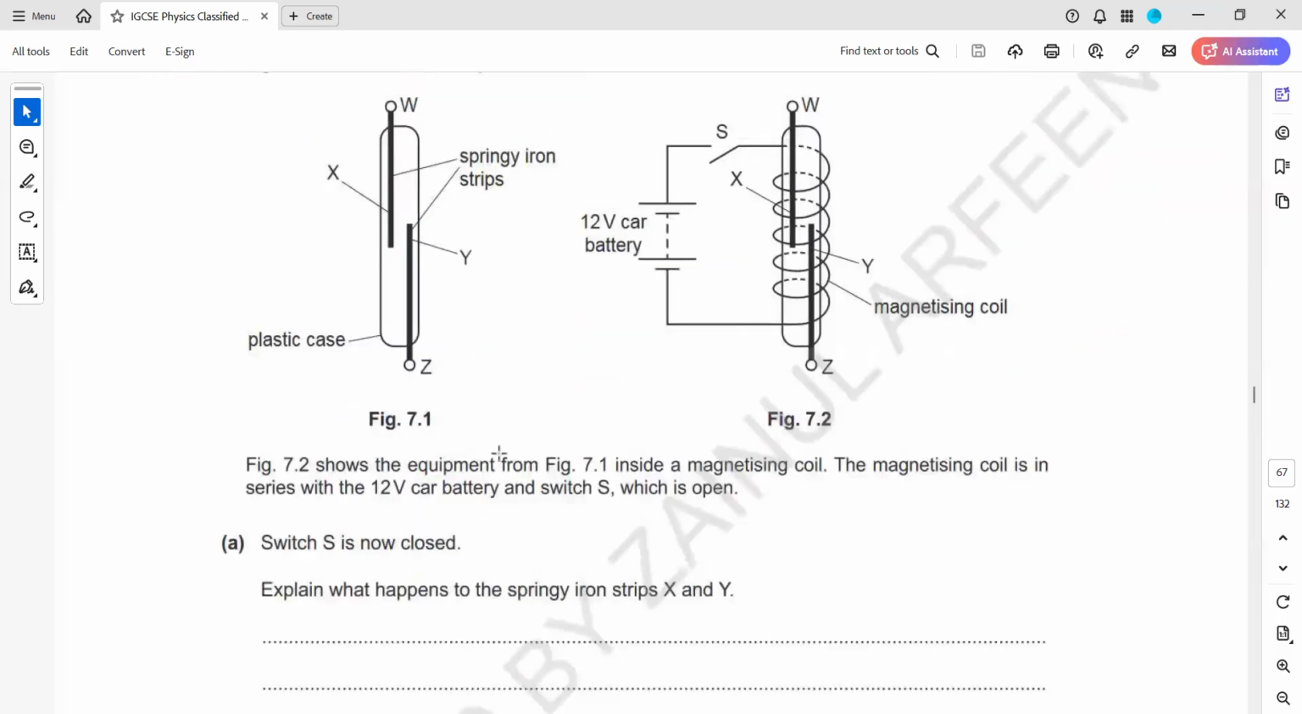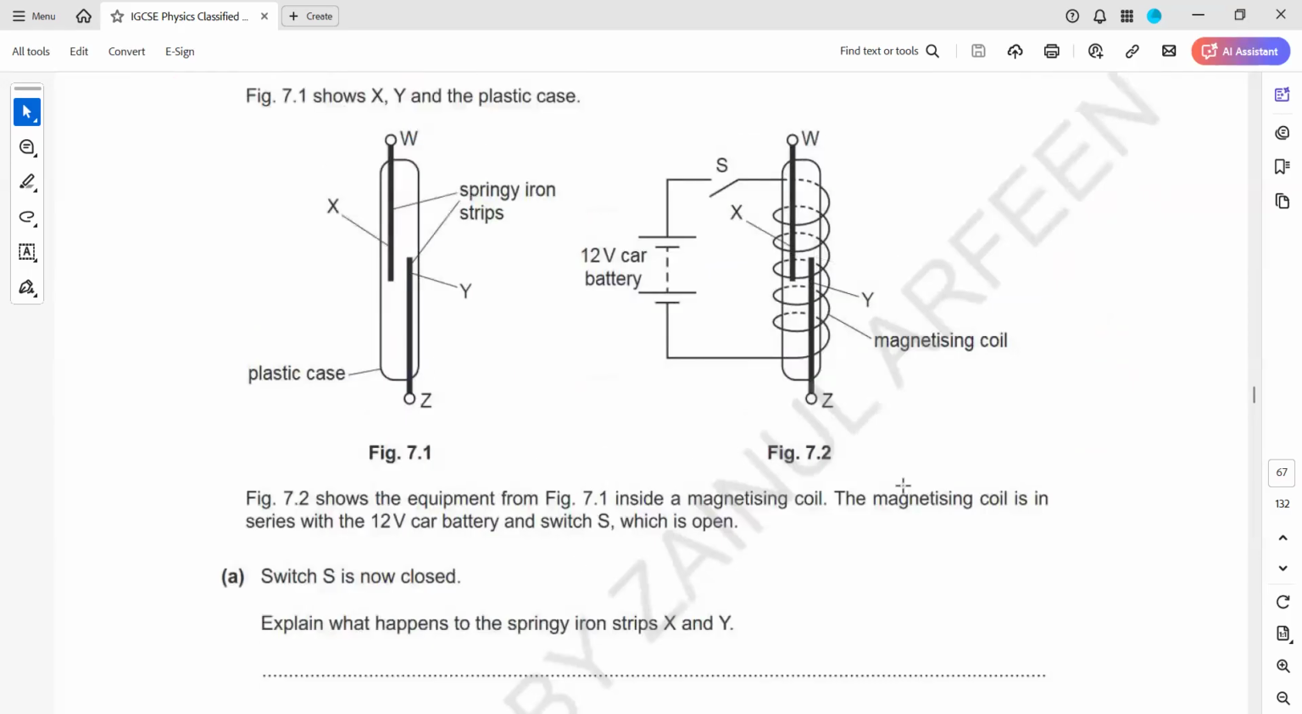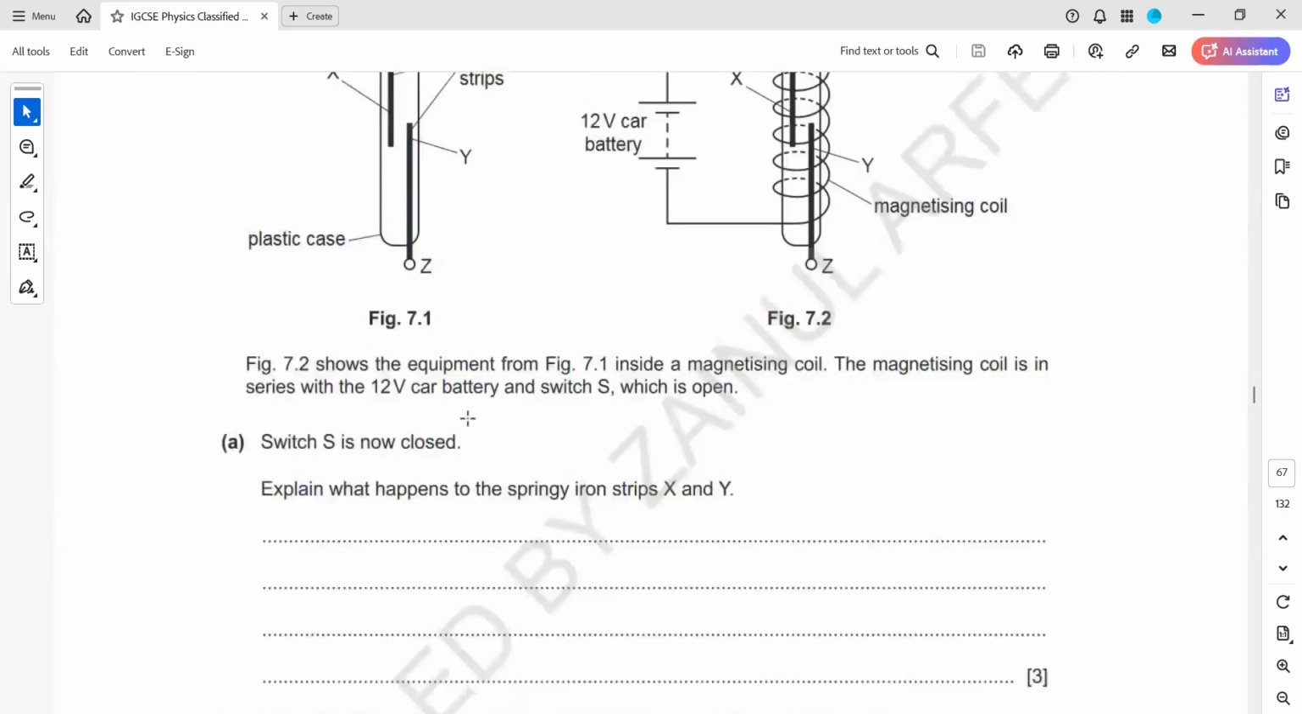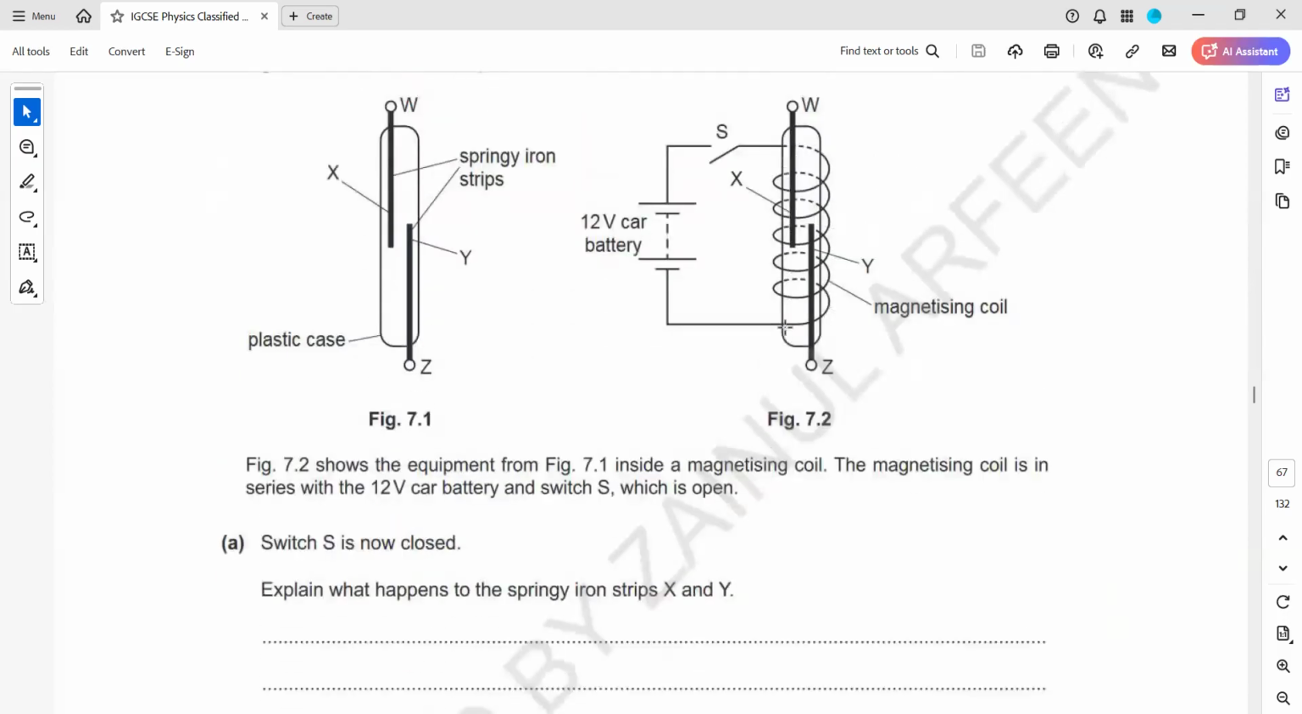Figure 7.2 shows the equipment from figure 7.1 inside a magnetizing coil. The magnetizing coil is in series with a 12-volt battery and switch S, which is open. Switch S is now closed. Explain what happened to the springy iron strips X and Y. What will happen when we close the switch? They join together. When we close the switch, a current passes through the circuit which produces a magnetic field.